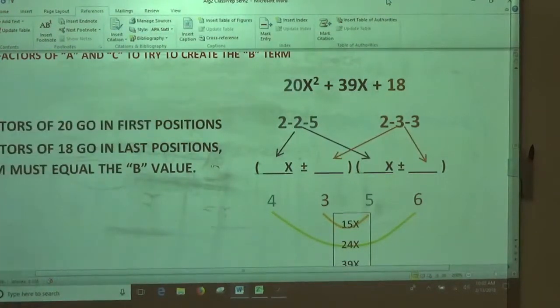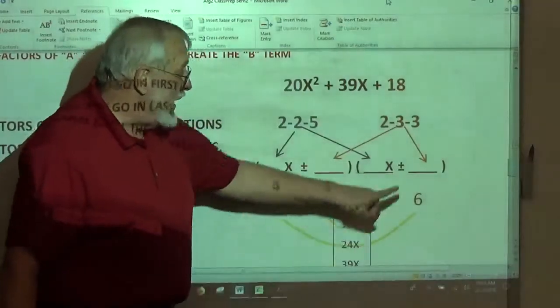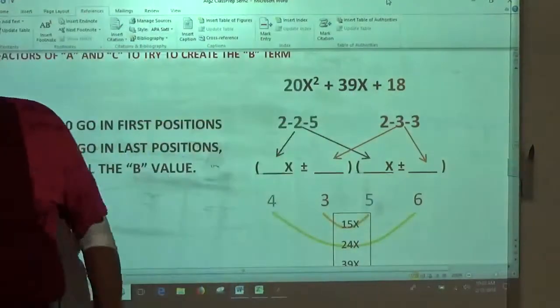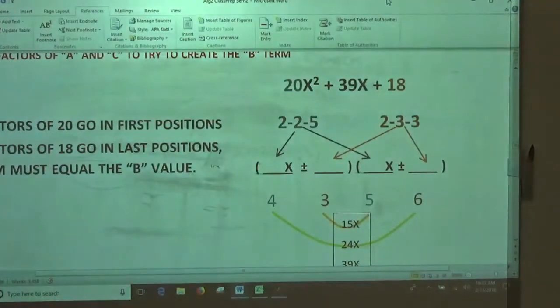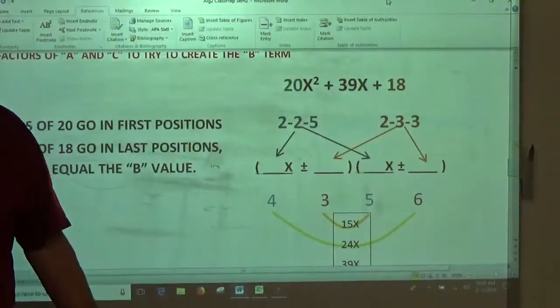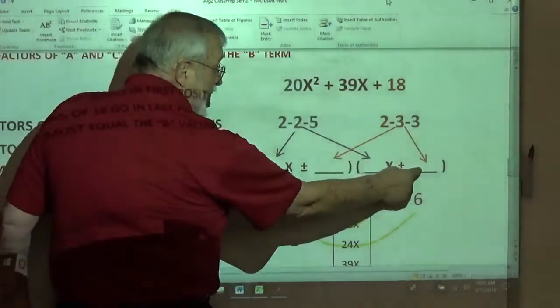Now, where did the 18 come from? 2 times 9, which means I have a 2, 3, and a 3, and I have to put those in here somehow, and when I add them up, they have to add up to 39. Now, I don't have a prime number here, so I have to guess. So what happens if I guess 2 and 10?